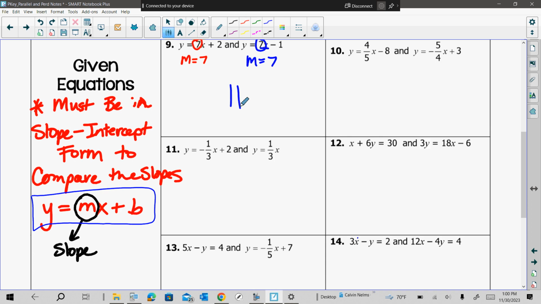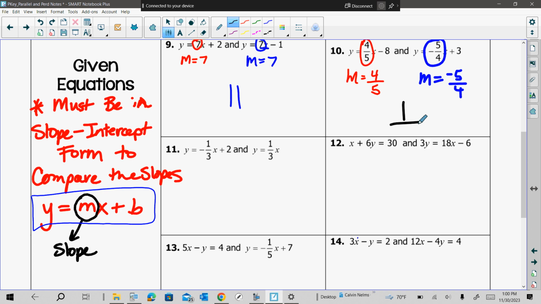All right. So I look at number 10. Y equals 4/5 x minus 8. The first equation, the 4/5 is the slope. M equals 4/5. Here, the m is negative 5 over 4. These are opposite reciprocals or negative reciprocals. It's a flip and the sign change. So upside down T, perpendicular. We're done.